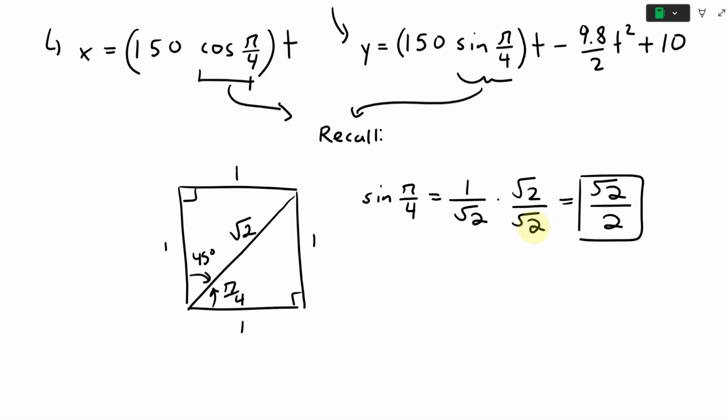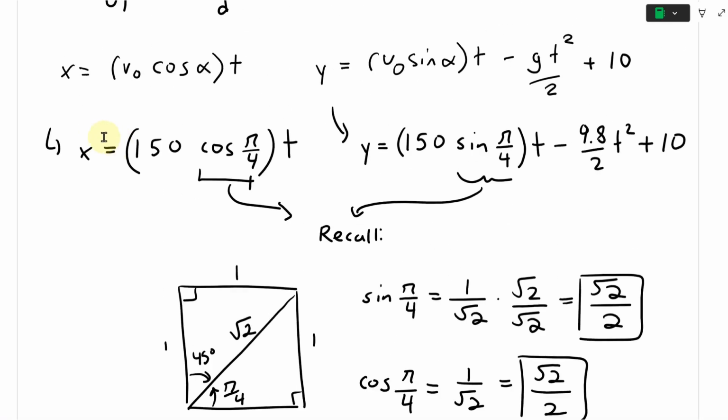And likewise, cosine pi over 4 is going to equal, again, adjacent over hypotenuse, so 1 over square root 2, and that also equals square root 2 over 2. So they're both exactly the same thing.